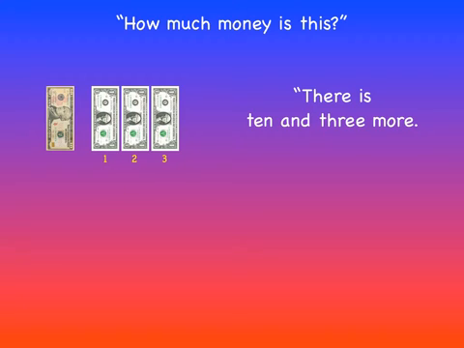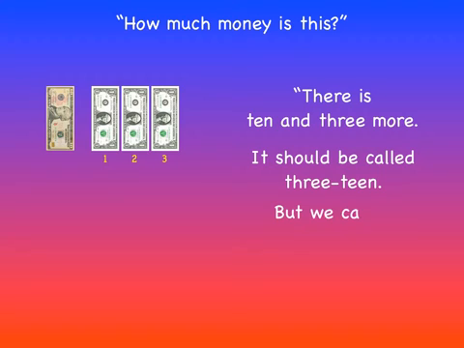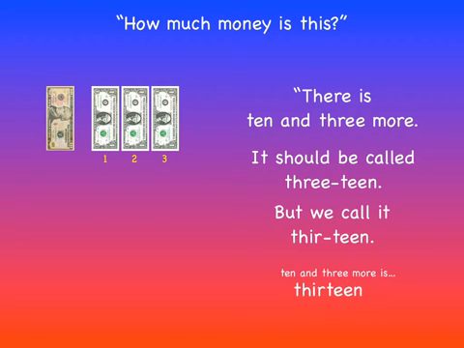How much money is this? Well, we see how many ones. There's 3 ones. There is a 10 and 3 more. It should be called 3-teen, but we actually call it 13. Instead of 3-teen, 13. 10 and 3 more is 13.